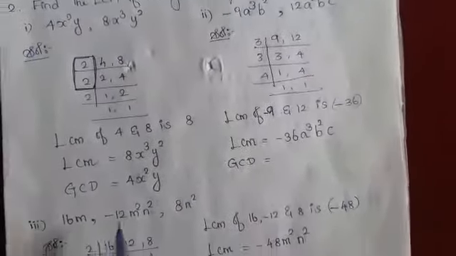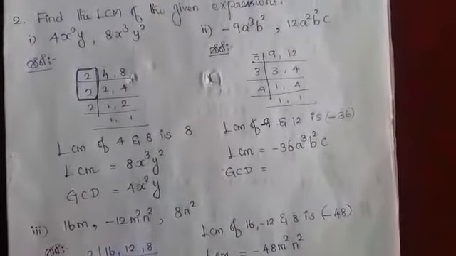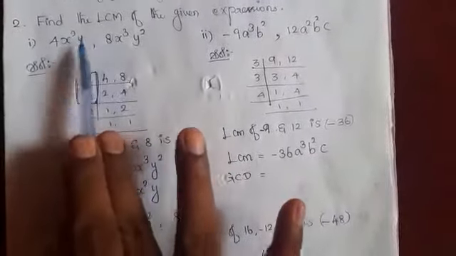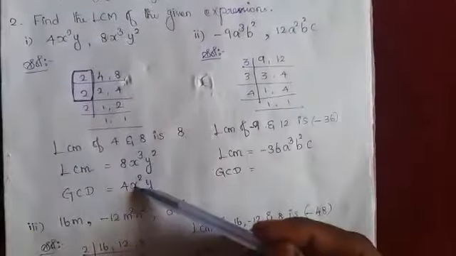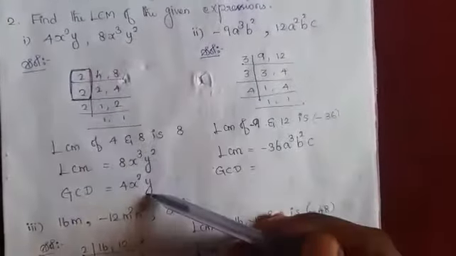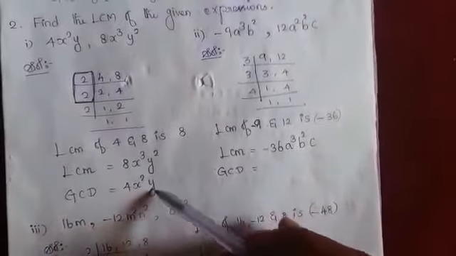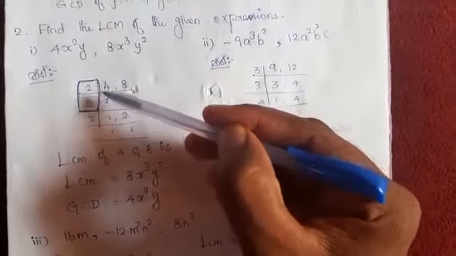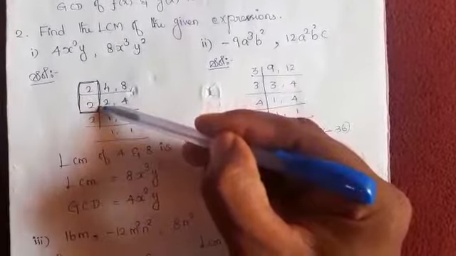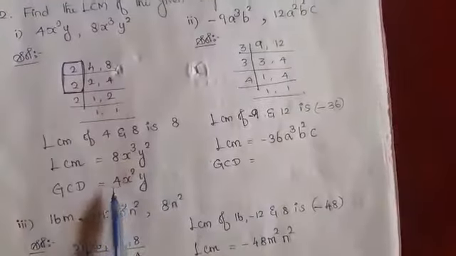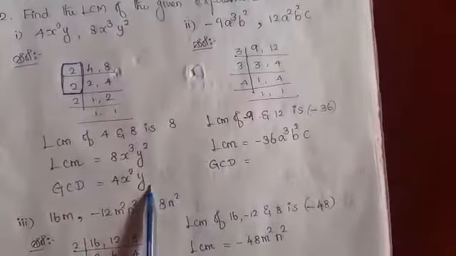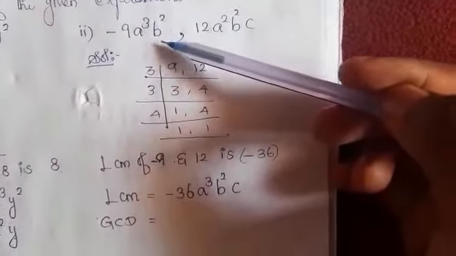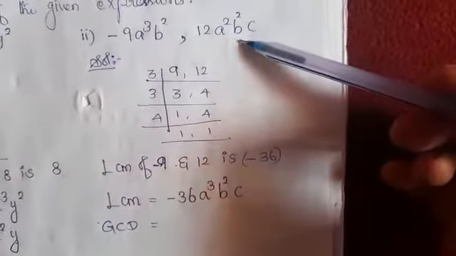For example, if asked for the GCD, it means the lowest power of the variable. Comparing the x and y, x's lowest power is x square, y's lowest power is y. x square y is the GCD part. Next, the numerical coefficient GCD, greatest common divisor. These 2 numbers are divided by the common factors. Therefore, 2 2s are 4. The GCD is 4 into x square y. That's all.